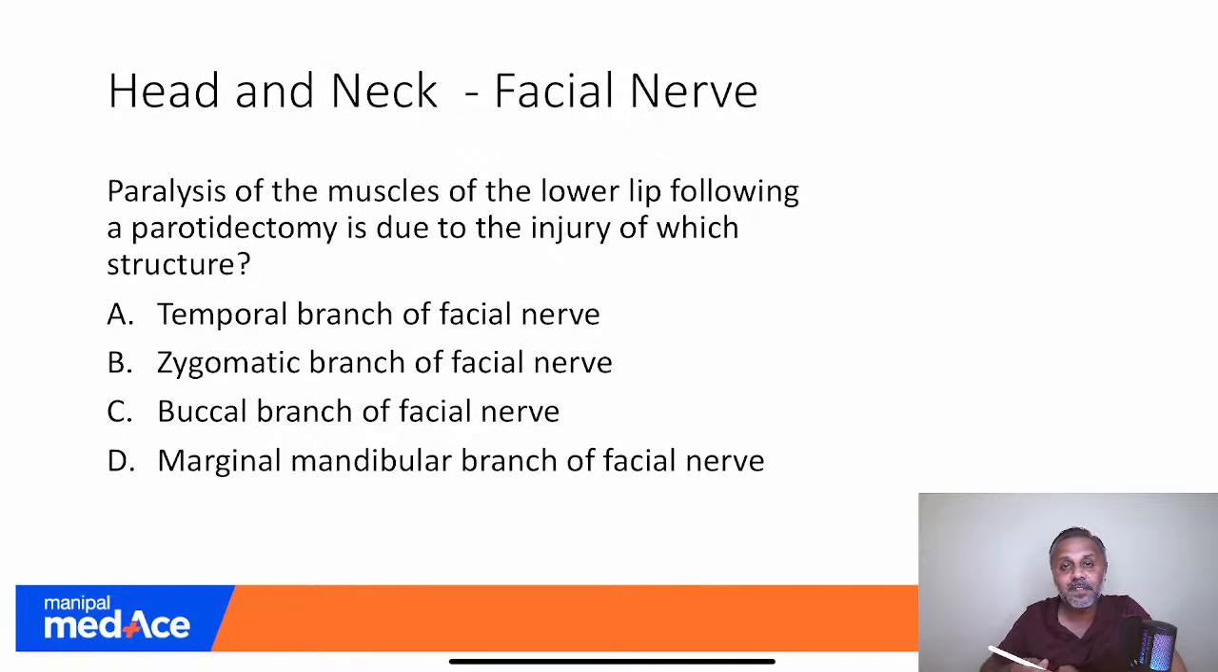But if the MCQ has to be very tough, they would have given you the branches of the facial nerve, because you can easily rule out the parotid duct. So paralysis of muscles of the lower lip following parotidectomy is due to which branch of the facial nerve? That is possibly the question. Now let's try to recall the anatomy of the facial nerve in the face.